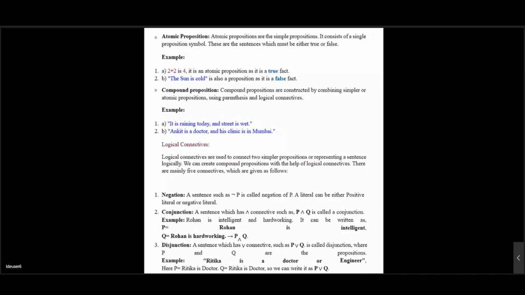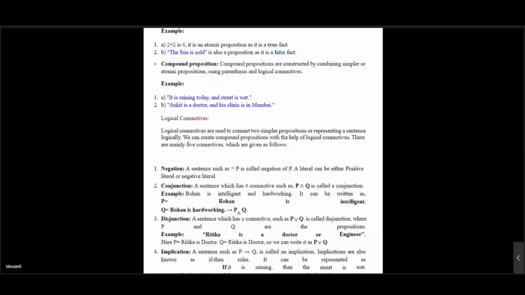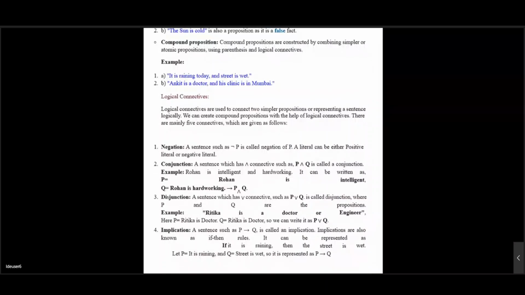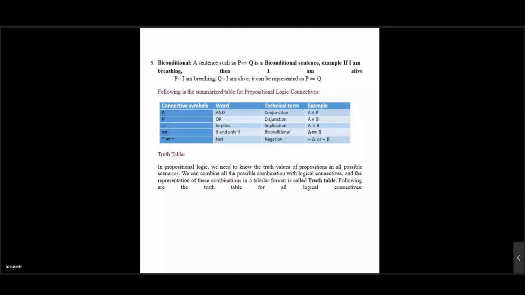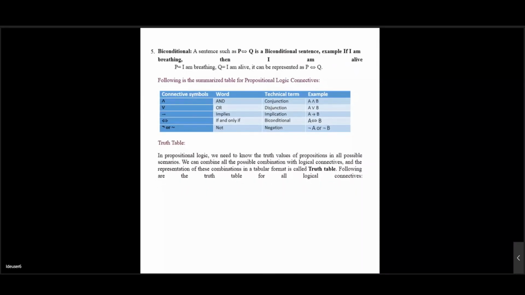And what are logical connectives? They are used to connect two simple propositions logically. With the help of connectives only we can form compound propositions. There are 5 connectives: negation, conjunction, disjunction, implication, and biconditional. These are the connective symbols. And when it is an inverted V, we say and.